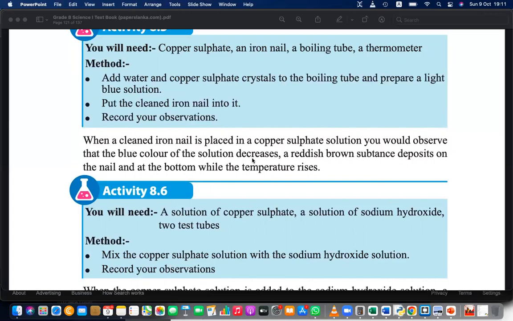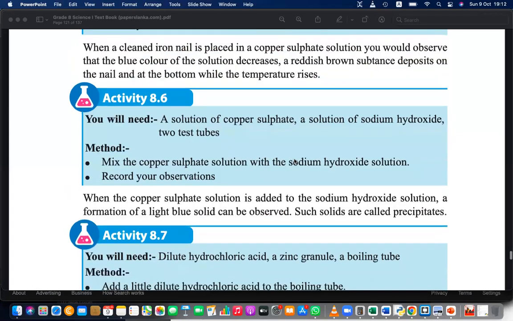The blue color comes from copper sulfate, because there is sulfate and copper. But when the copper ions are reduced, the solution will not keep that color. So the color will be reduced. So that is one thing. And again, a solution of copper sulfate and a solution of sodium hydroxide. Then you have to mix both, and there will be a blue color solid.